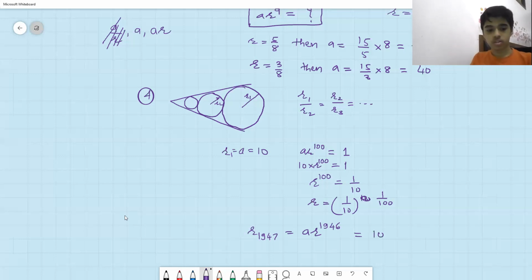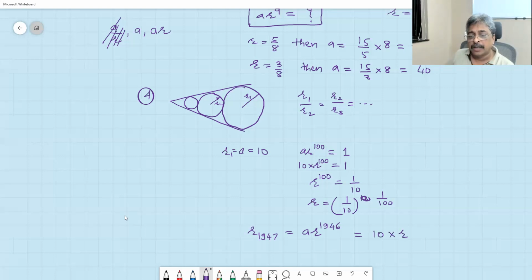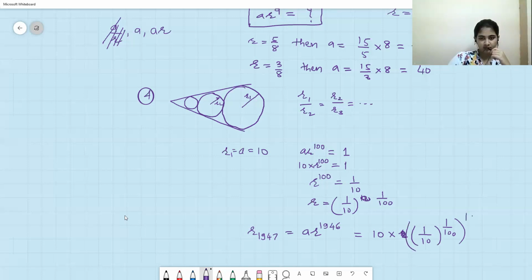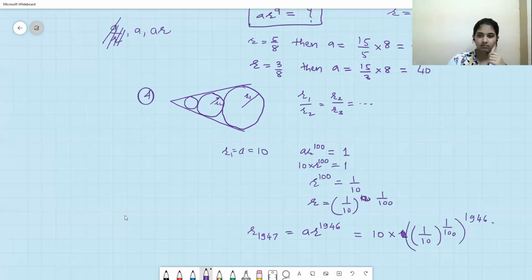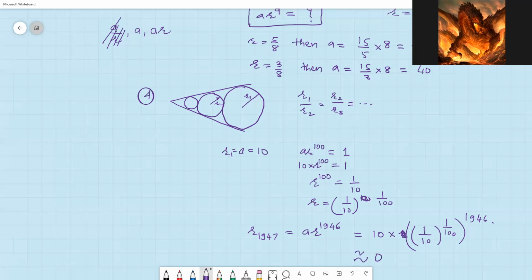This is equal to 10 into R, which is 1 upon 10 raised to 1 upon 100, raised to 1946. So anyway, this is a very small number, and a small number raised to a very high power is close to 0. So this is practically going to be 0.